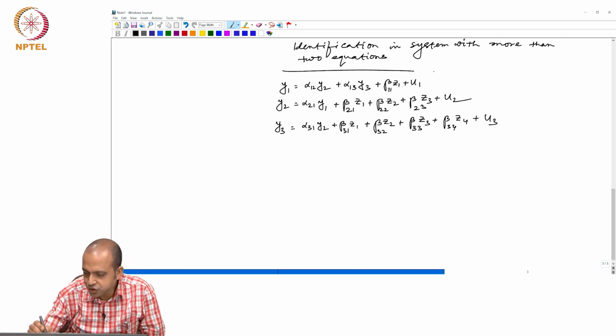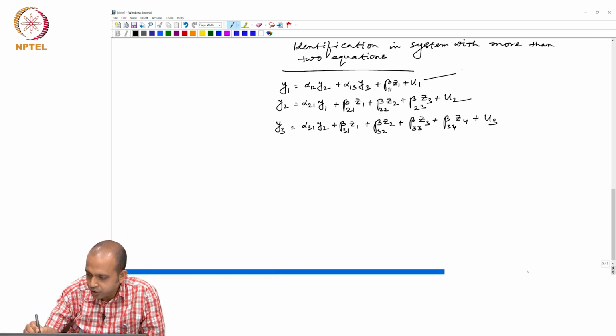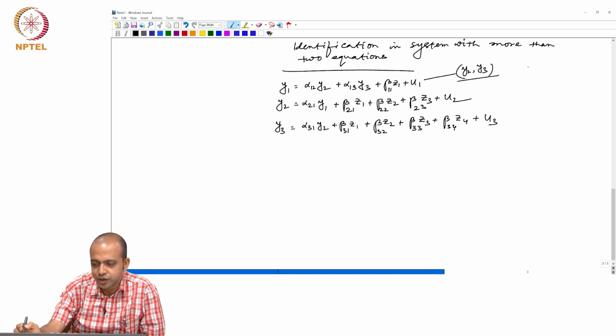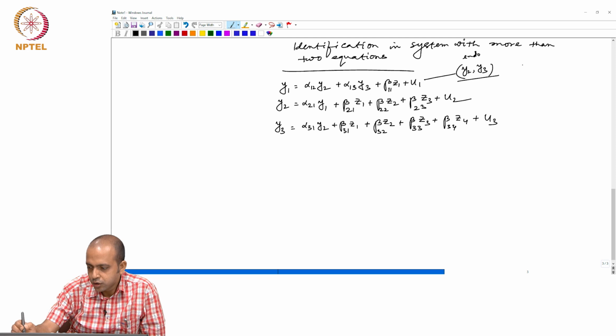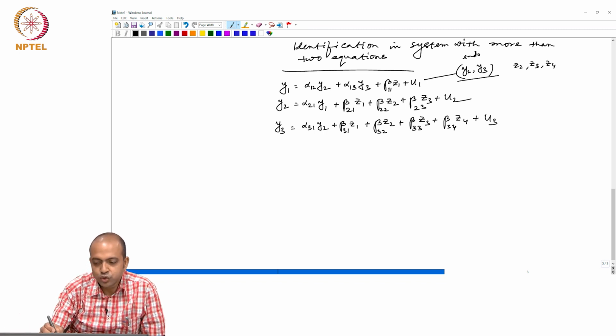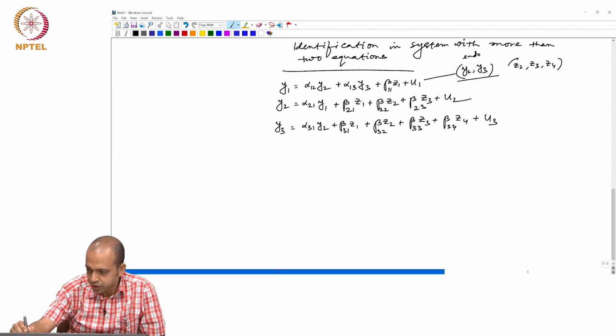Okay. So, that means in this equation y2 and y3, these are all endogenous variables. And what are the exogenous variables? z2, z3, z4. z1 is also exogenous, but that is included in the model, so I am not considering that. So, excluded variables are z2, z3 and z4. So, when you have 2 endogenous variables, 3 variables excluded, obviously order condition is satisfied.